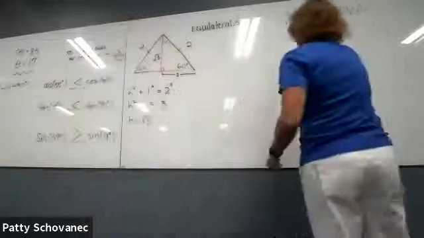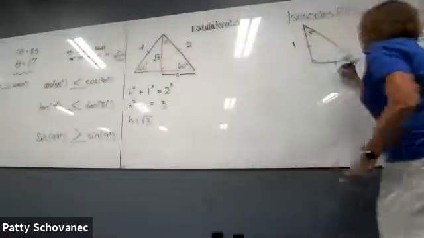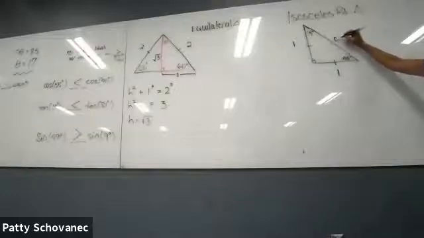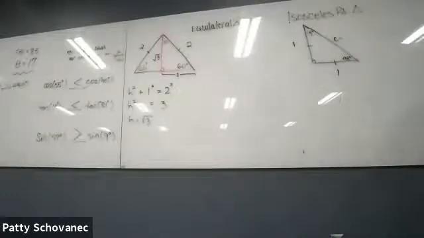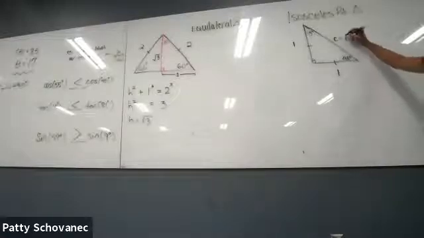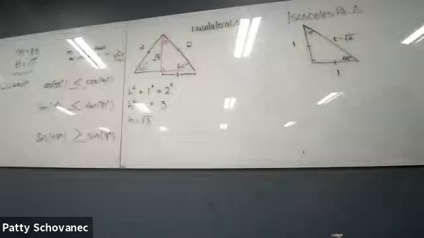Okay, let's suppose both of these have length of 1. I want you to find the length of the hypotenuse over here. Got it already? c squared is 1 squared plus 1 squared. So c squared is 2, c is the square root of 2.